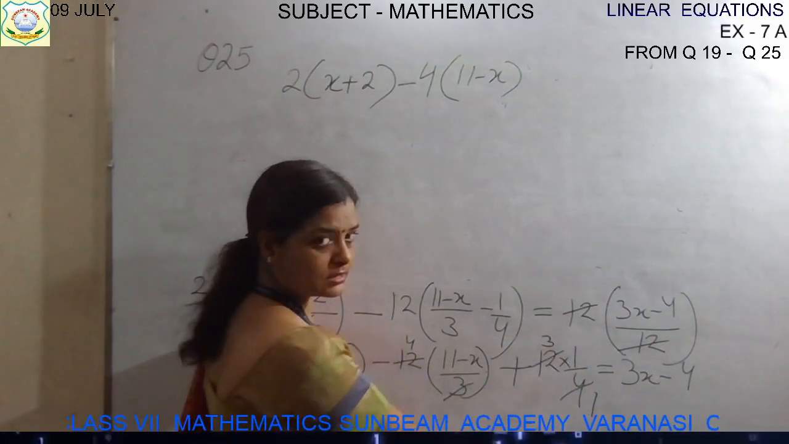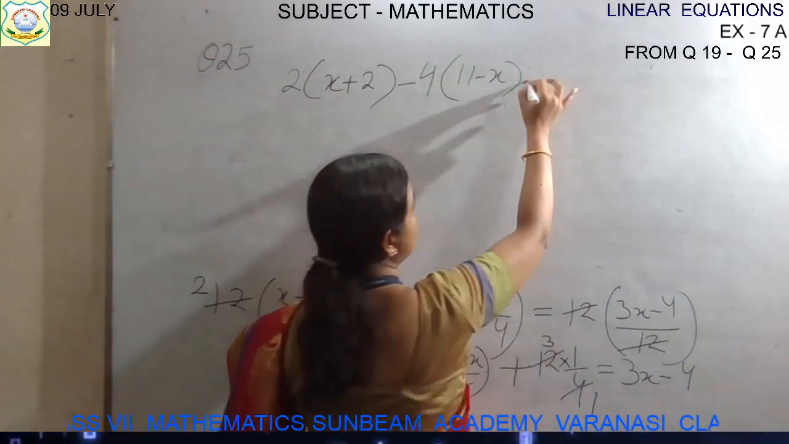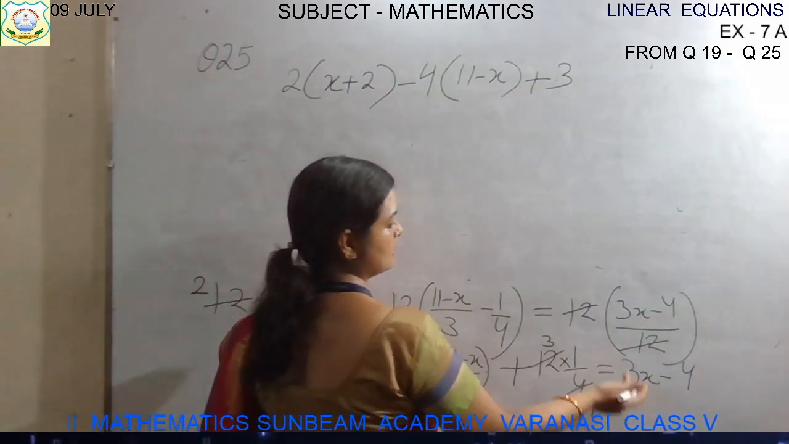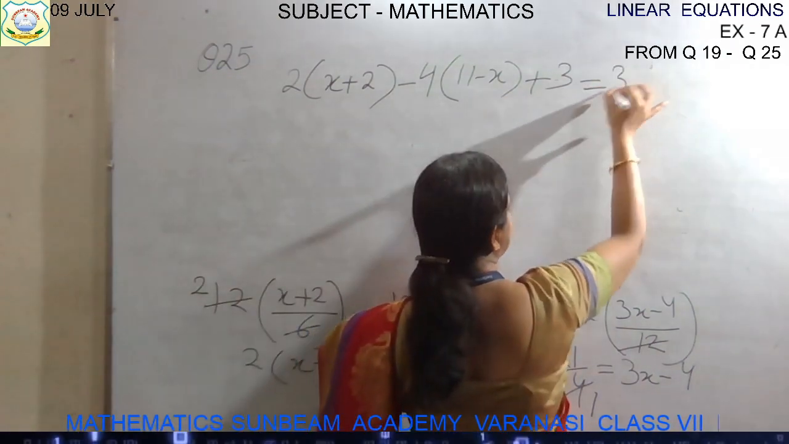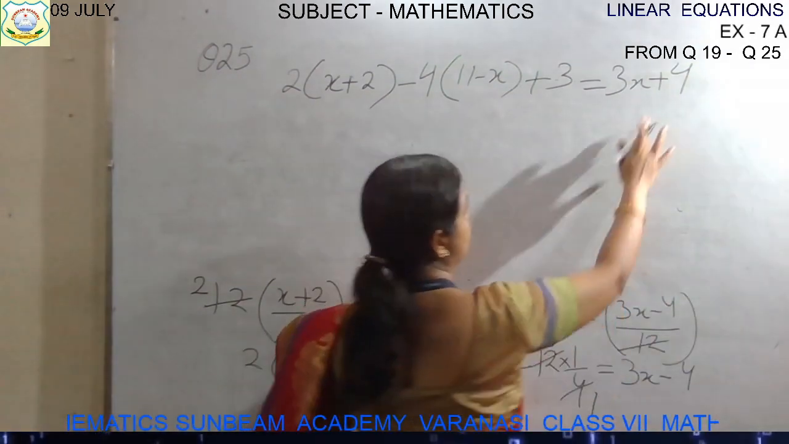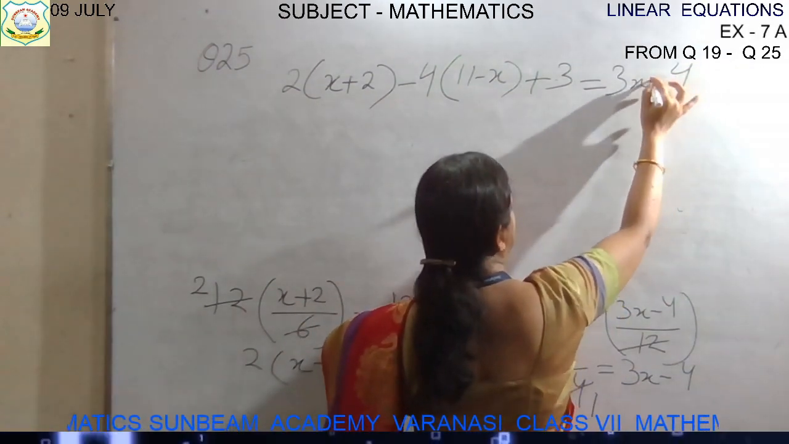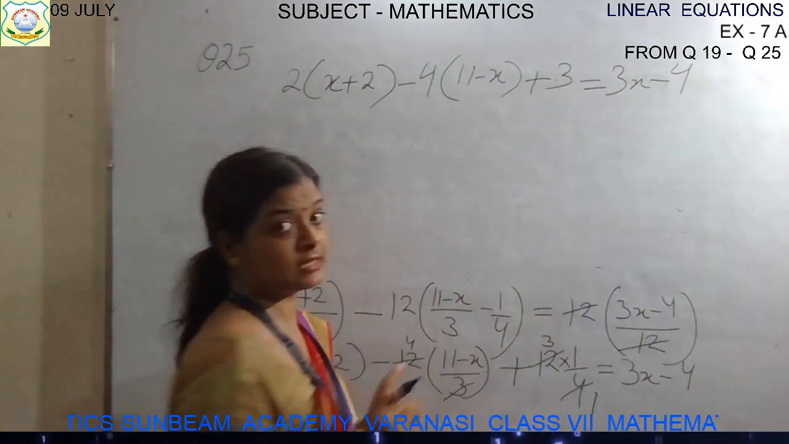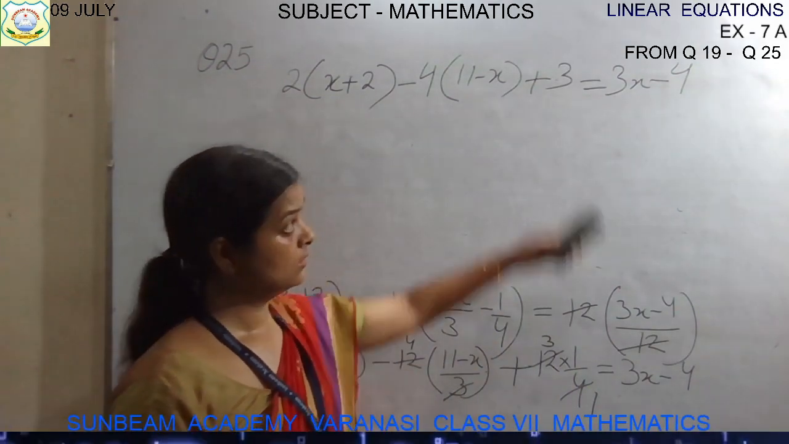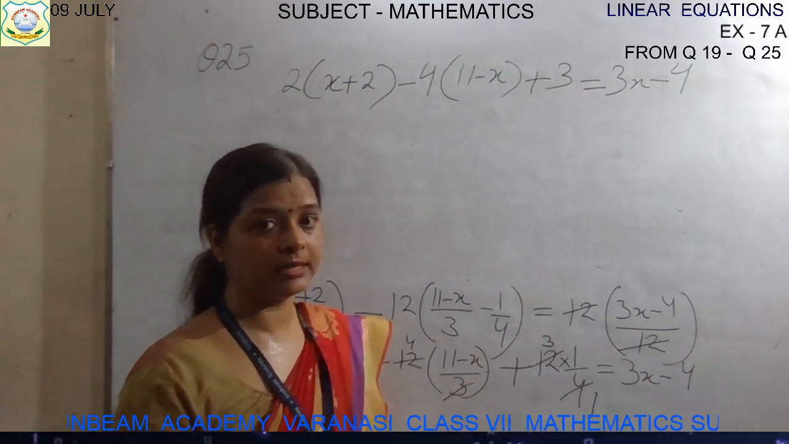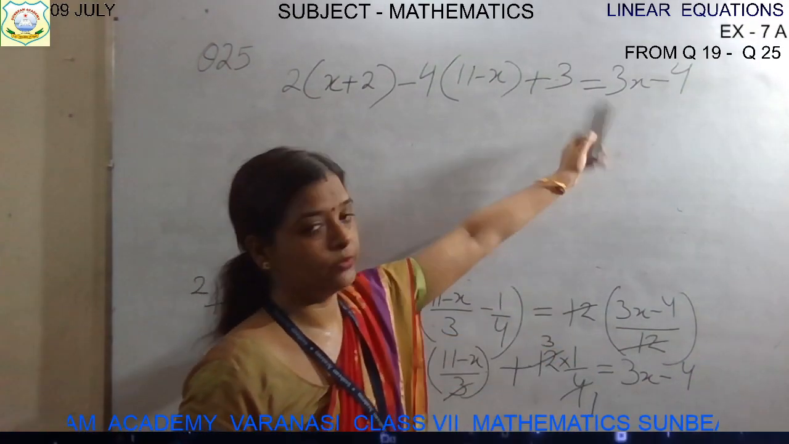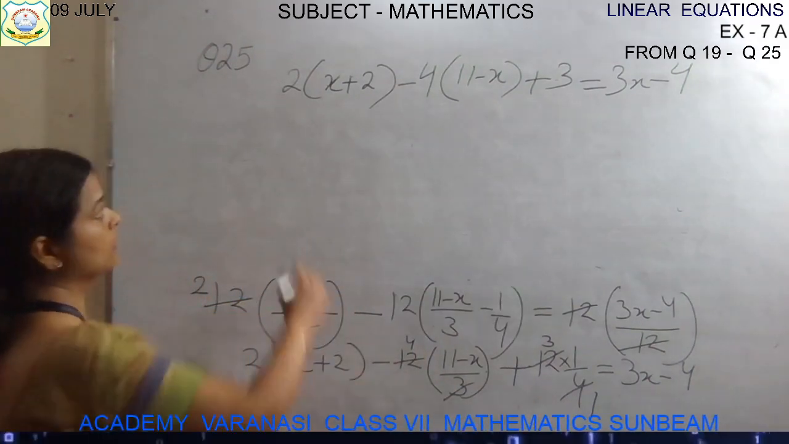This can be cut. So 3 1s are 3. So 3 will be left. And then after that, that is equal to 3x minus 4. Sorry, 3x minus 4. Always keep an eye on your steps, children. See, if I write plus 4, then after that my solution will be wrong. So 3x minus 4. Now next step, open the bracket.